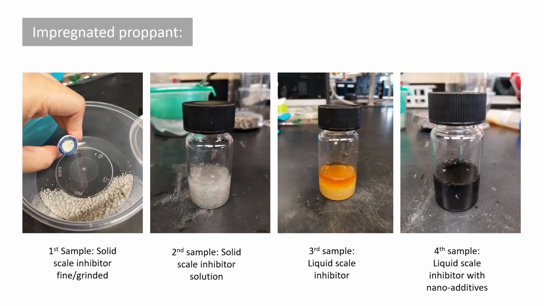Here are the real photos for the impregnated propane. The first picture showing the first sample, which are the solid scale inhibitor in a fine form, and the second sample is the solid scale inhibitor in solution, and the third sample is liquid scale inhibitor. The fourth sample is the liquid scale inhibitor with the nano additive.